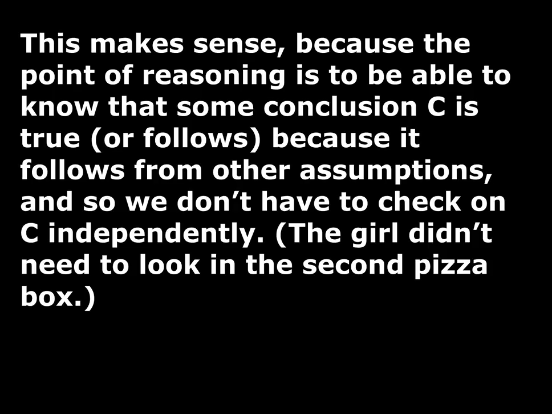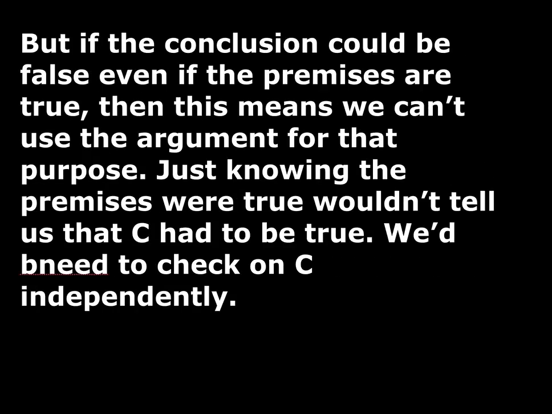Because the point of reasoning is to be able to know that some conclusion is true because it follows from some other assumptions. So you don't have to check on the conclusion independently. Like the girl didn't have to open the box. She just knew that the premises were true and the reasoning was good, so she didn't have to check on C independently. She could get to C, the conclusion, just by reasoning. If there's a counterexample, that means you can't just move to the conclusion from the premises. The premises could be true and the conclusion could still be false, so you would need to check if you want to know if the conclusion is true. That's just intuitively why these counterexamples are important.